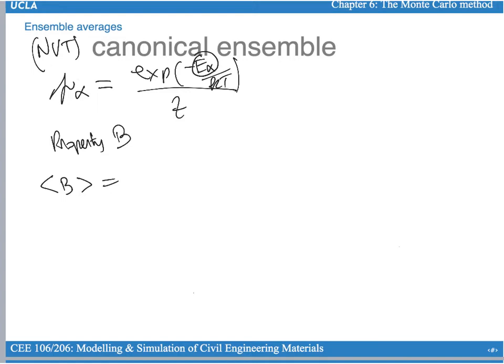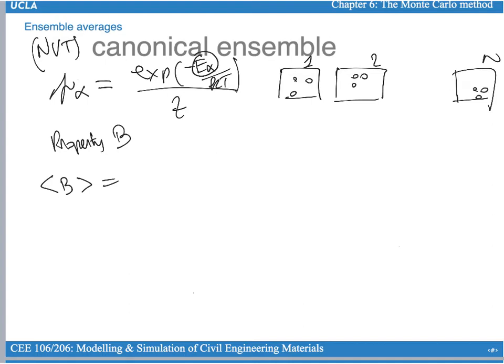So the way you would do that is that if you have, again, configuration 1, configuration 2, and configuration n, where in each case the atoms are at a different position, you will need to calculate the value of B for system 1, the value of B for system 2, the value of B for system n.